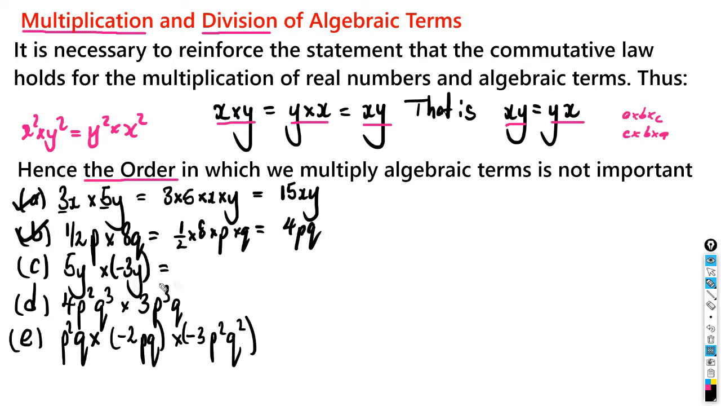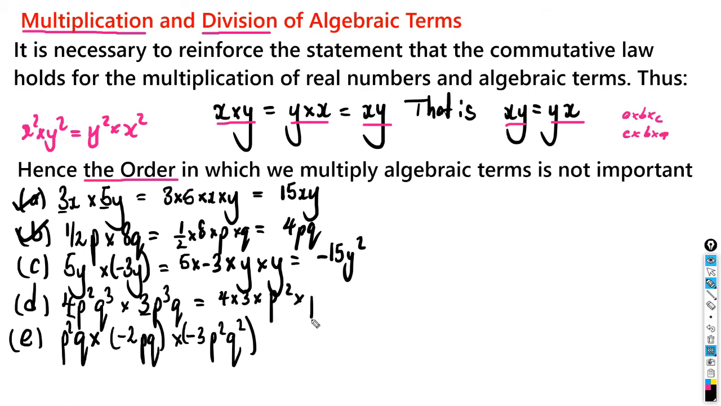Then the next one here, we're going to multiply the coefficients first. 5 multiplied by -3 multiplied by y multiplied by y, which should give us -15y squared. Then this one here, guys. The first thing we're going to do is multiply the coefficients, so we're going to have 4 multiplied by 3. Then we're going to multiply the like terms, so we're going to end up with p squared multiplied by p cubed multiplied by q cubed multiplied by q.